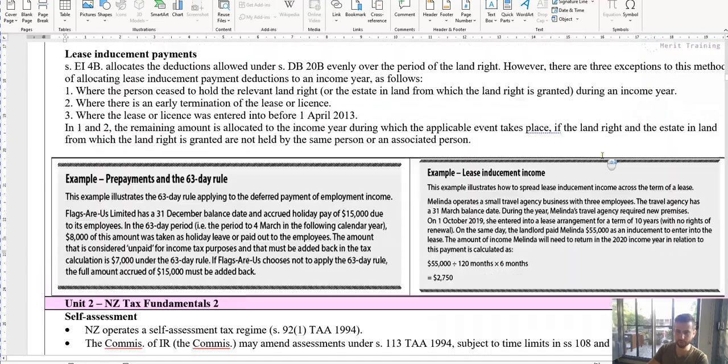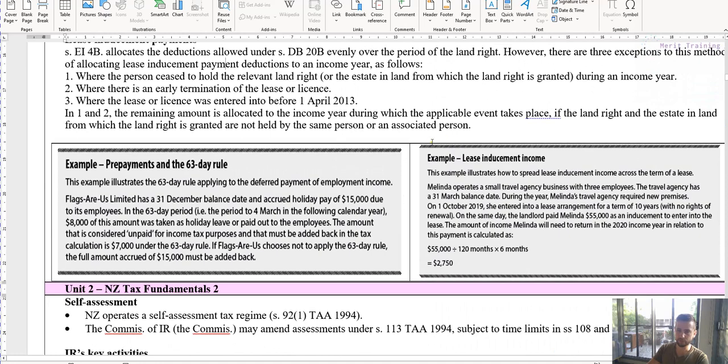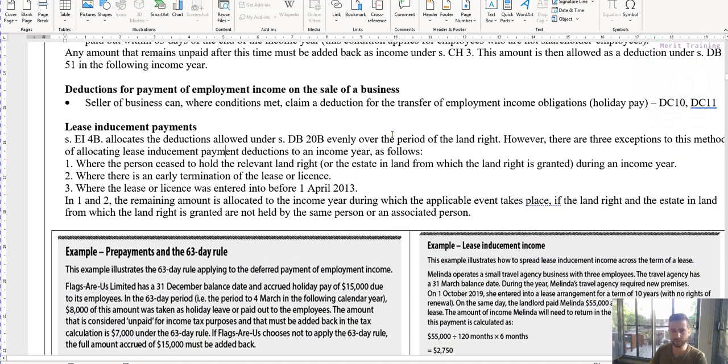Okay, so that's the end of Chapter 1, which was Tax Fundamentals number 1. Okay, I'll see you in the next video where we go through Chapter 2.